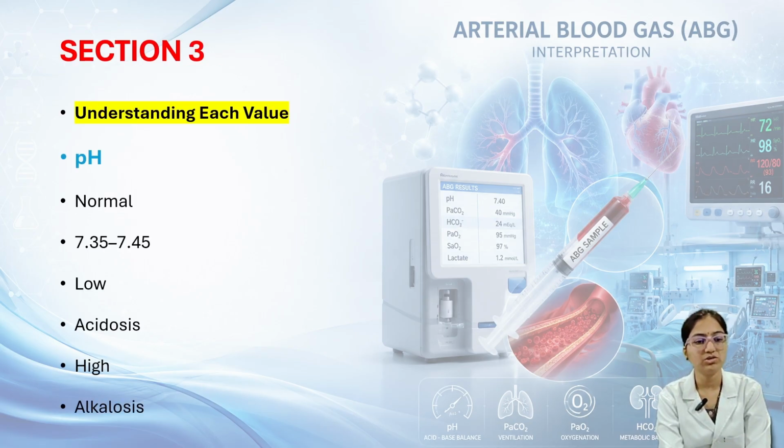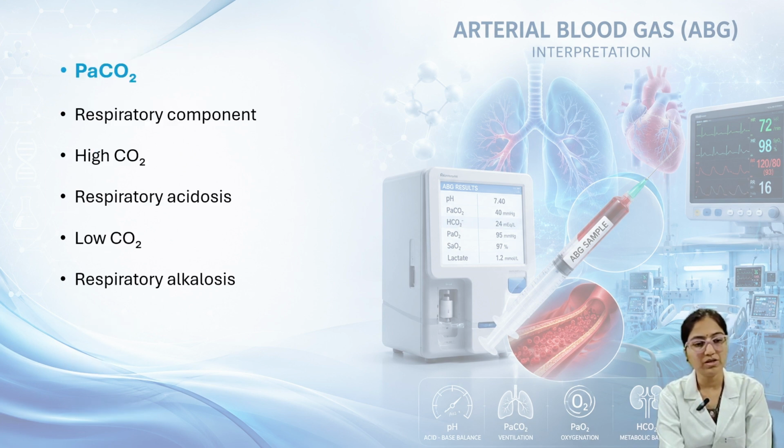Next, understanding each value. We'll see. pH, normal pH is 7.35 to 7.45. And then if the pH is low, it is named acidosis. If it is high, that is alkalosis. And then partial pressure of carbon dioxide, PaCO₂. Respiratory component here, high CO2, respiratory acidosis. Low CO2, that is low carbon dioxide, that is respiratory alkalosis.